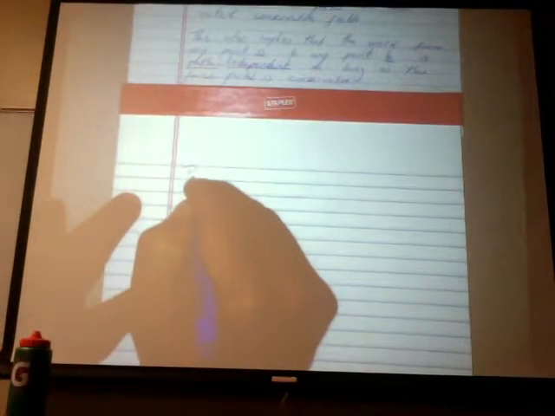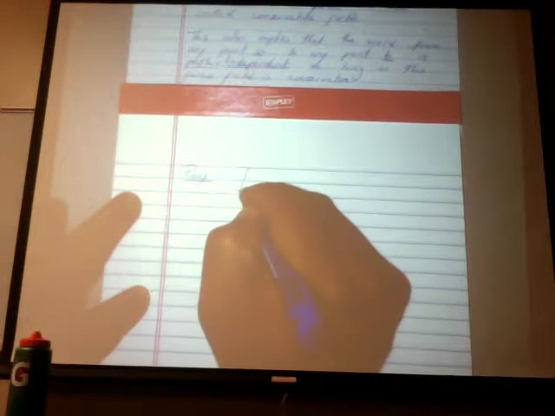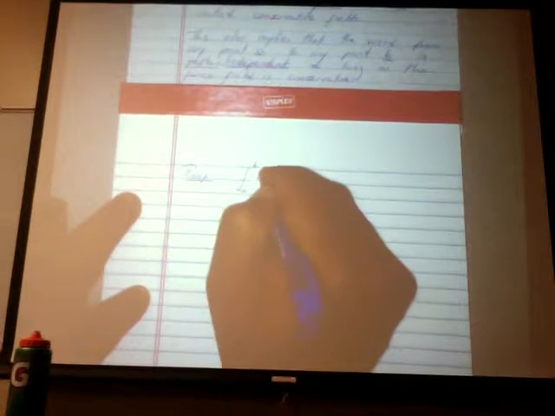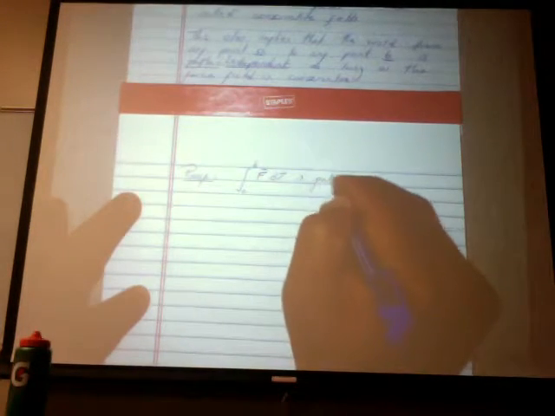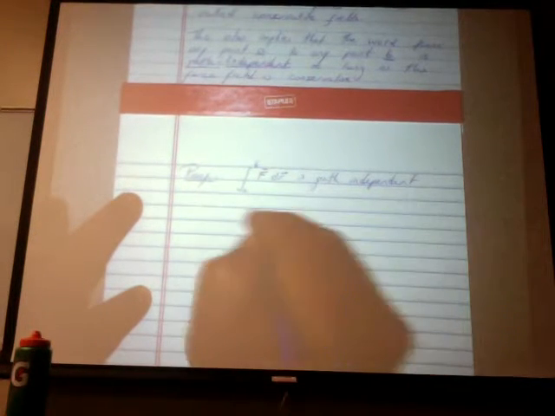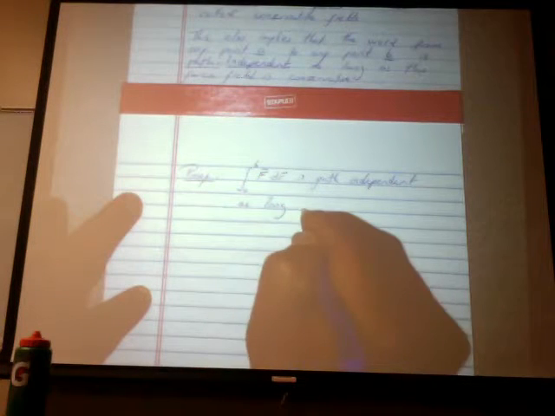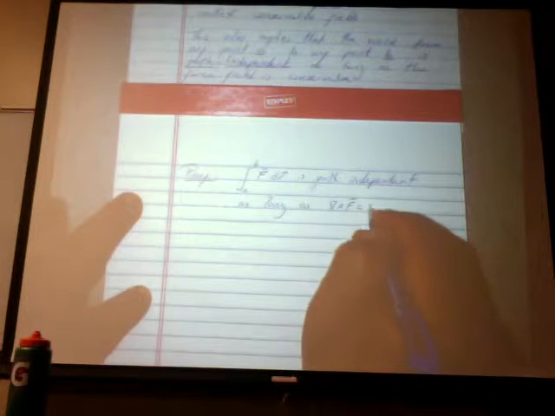Prove that the integral from A to B of F dot dr is path independent as long as F is conservative or irrotational. Okay? So let's see.